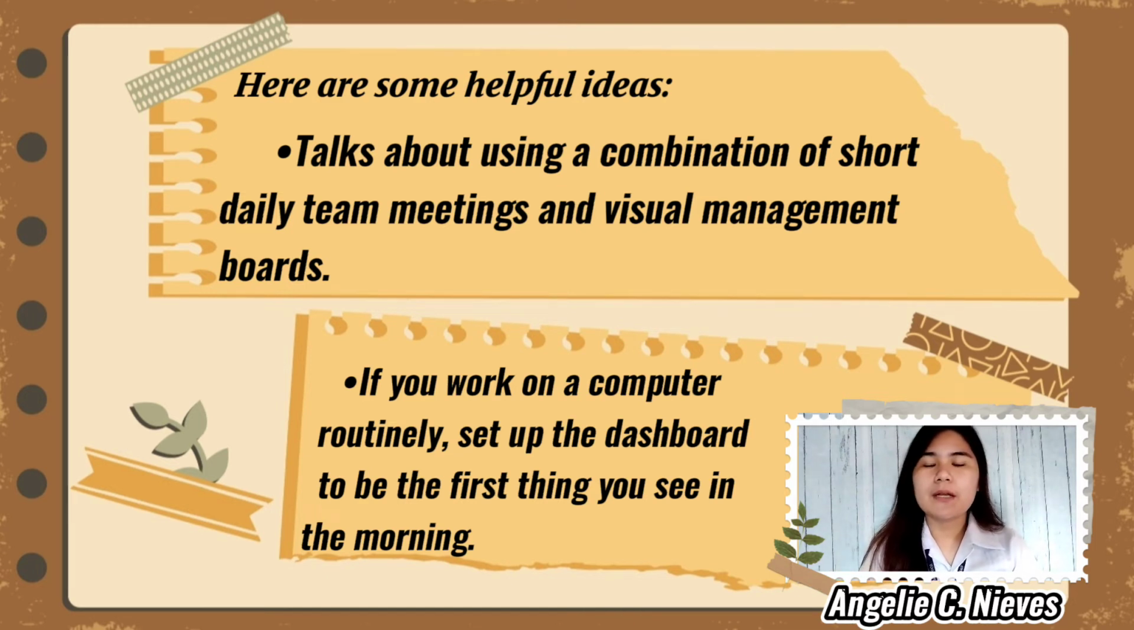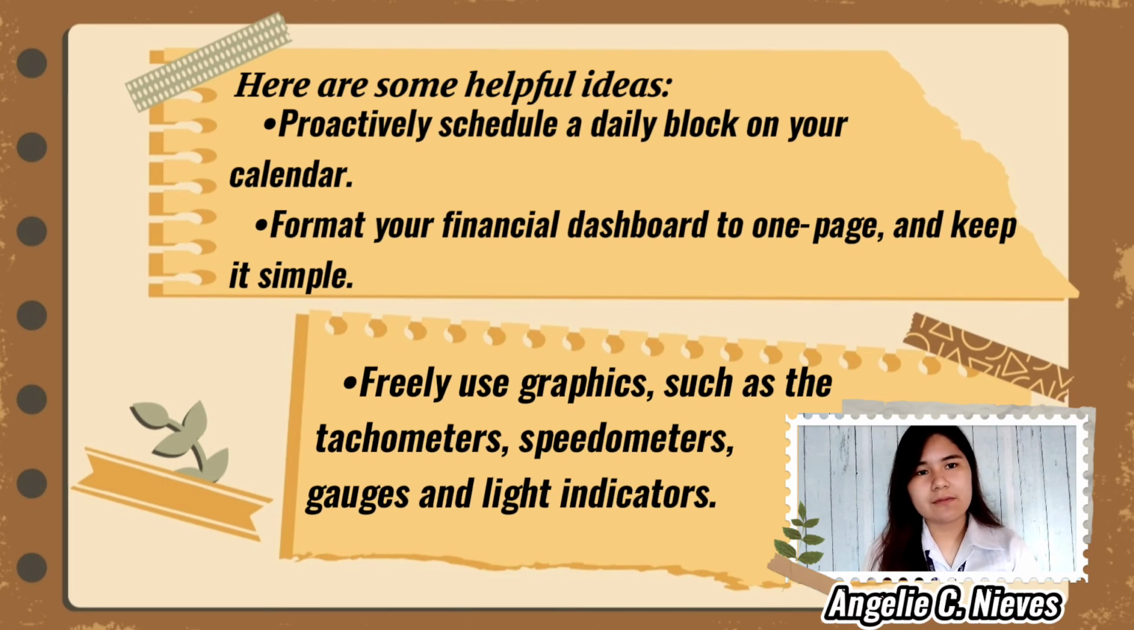Second is, if you work on a computer routinely, set up the dashboard to be the first thing you see in the morning to see which projects are on track, off track, close, and achieve specific milestones, and can immediately know where the help of the continuous improvement program is, using power steering software. Third is proactively schedule a daily block on your calendar. So set a time, schedule at least half an hour in a day to meet, discuss and work with your management about key financial measures.